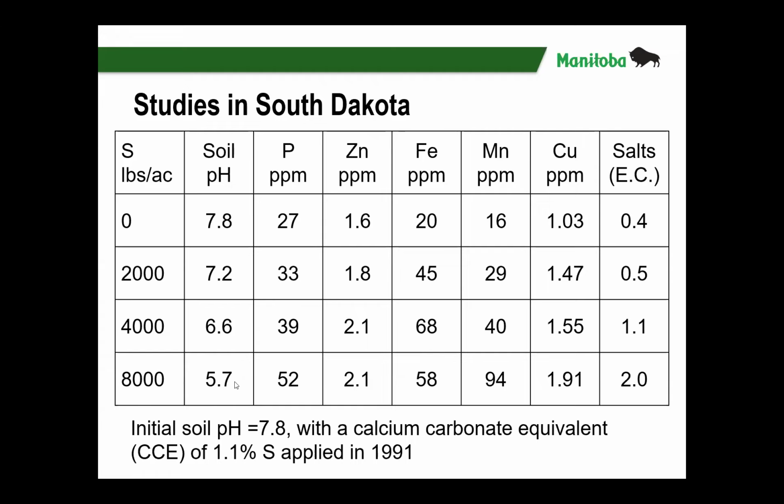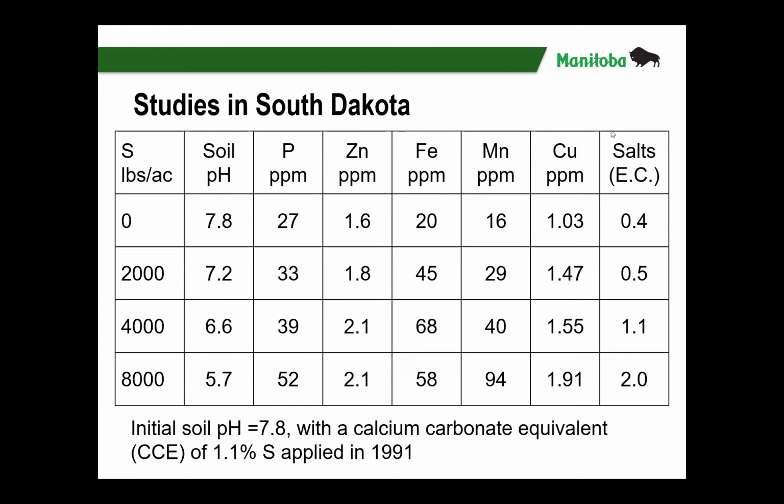What's interesting to note here, though, is that as we would expect, the availability of phosphorus and micronutrients is increasing. As you look down these columns, you can see that the numbers are going up. That's because as the pH is lowering, the availability of these nutrients is increasing, and that's what we're looking for. This is why people might want to lower pH: to increase the availability of these nutrients.